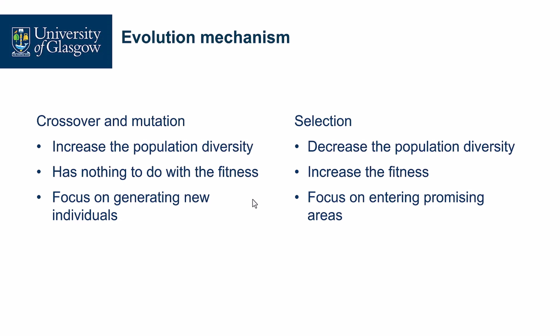So we iteratively do these two processes. We get the promising areas, then we apply crossover and mutation to generate better things in this area. Then we select the promising area again, and go back to crossover and mutation to generate new things in this new promising area. That's why the evolutionary algorithm can continuously generate better and better solutions, right?